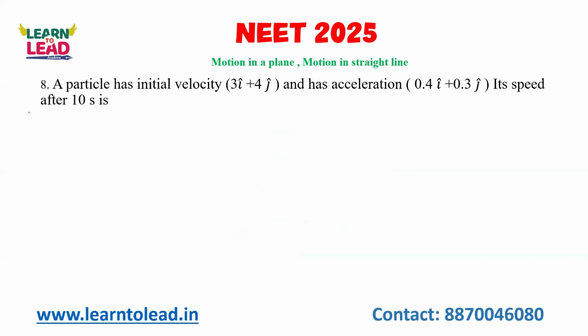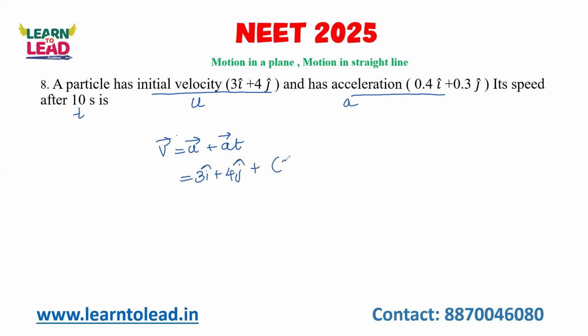Next question. A particle has initial velocity and acceleration, and we need the speed after 10 seconds. They have given initial velocity, acceleration and time taken, but initial velocity and acceleration in terms of x and y coordinates, that is I cap and j cap. So v vector is equal to u vector plus a into t. You need to find v. U vector 3 I cap plus 4 j cap plus acceleration 0.4 I cap plus 0.3 j cap into time taken 10 seconds. If you solve, you'll get 7 I cap plus 7 j cap.